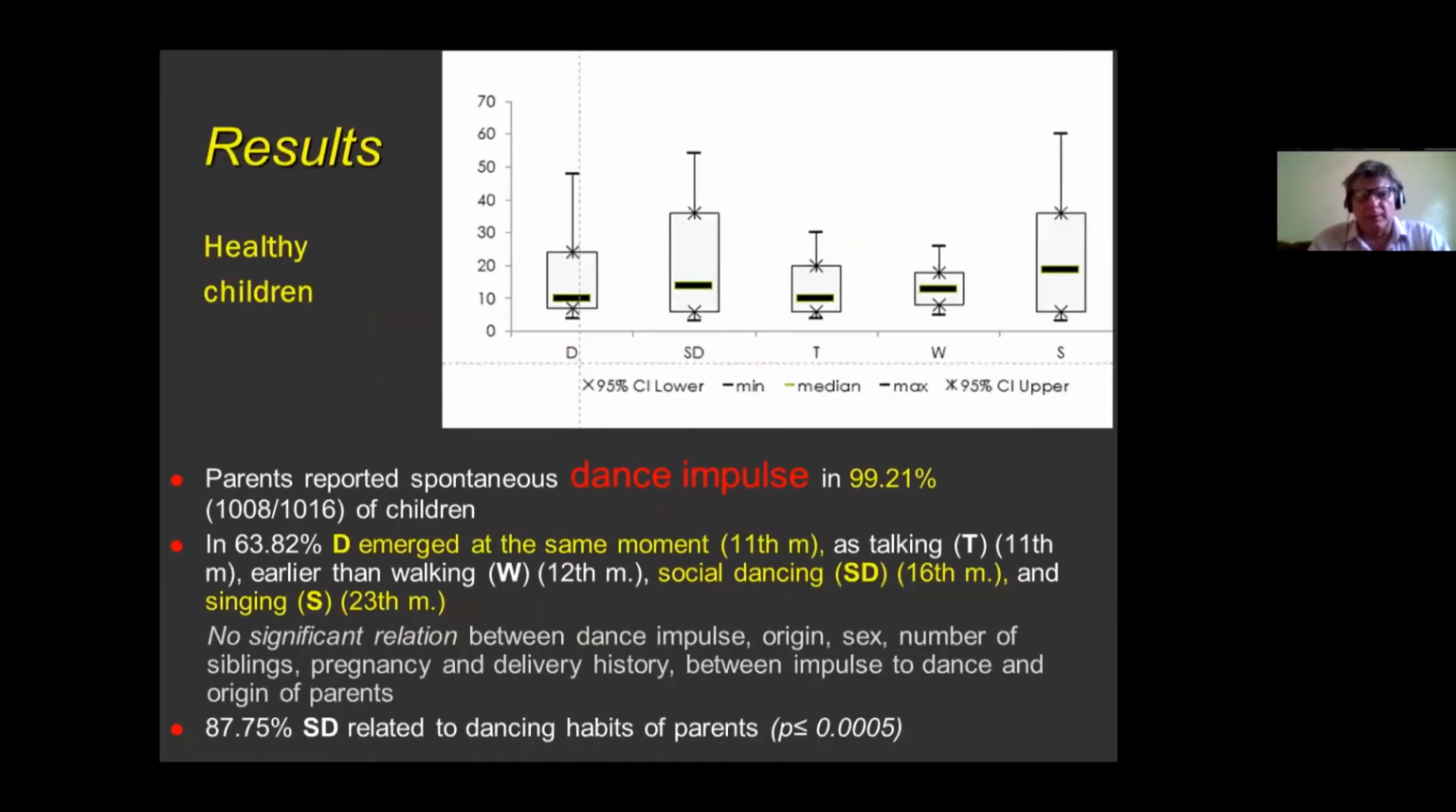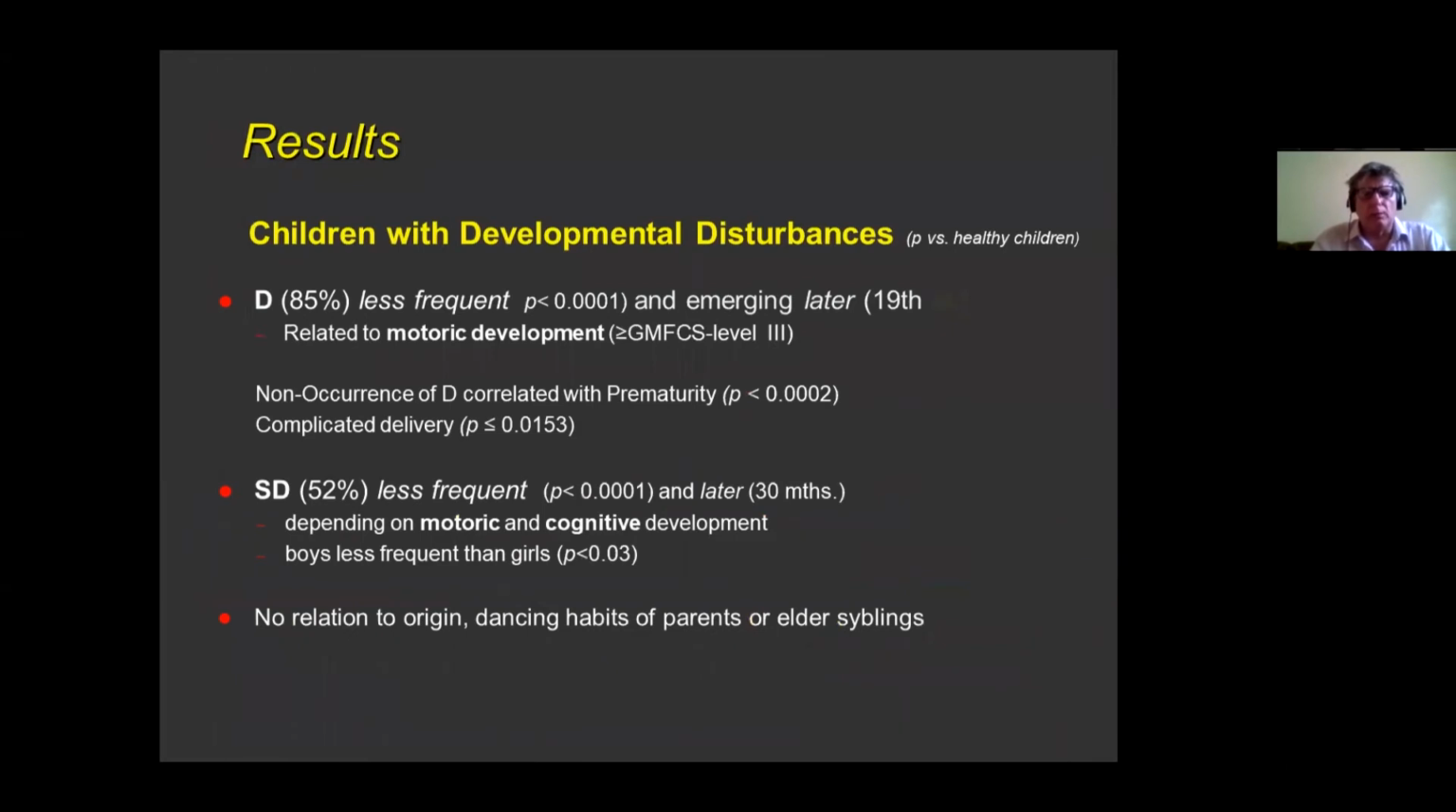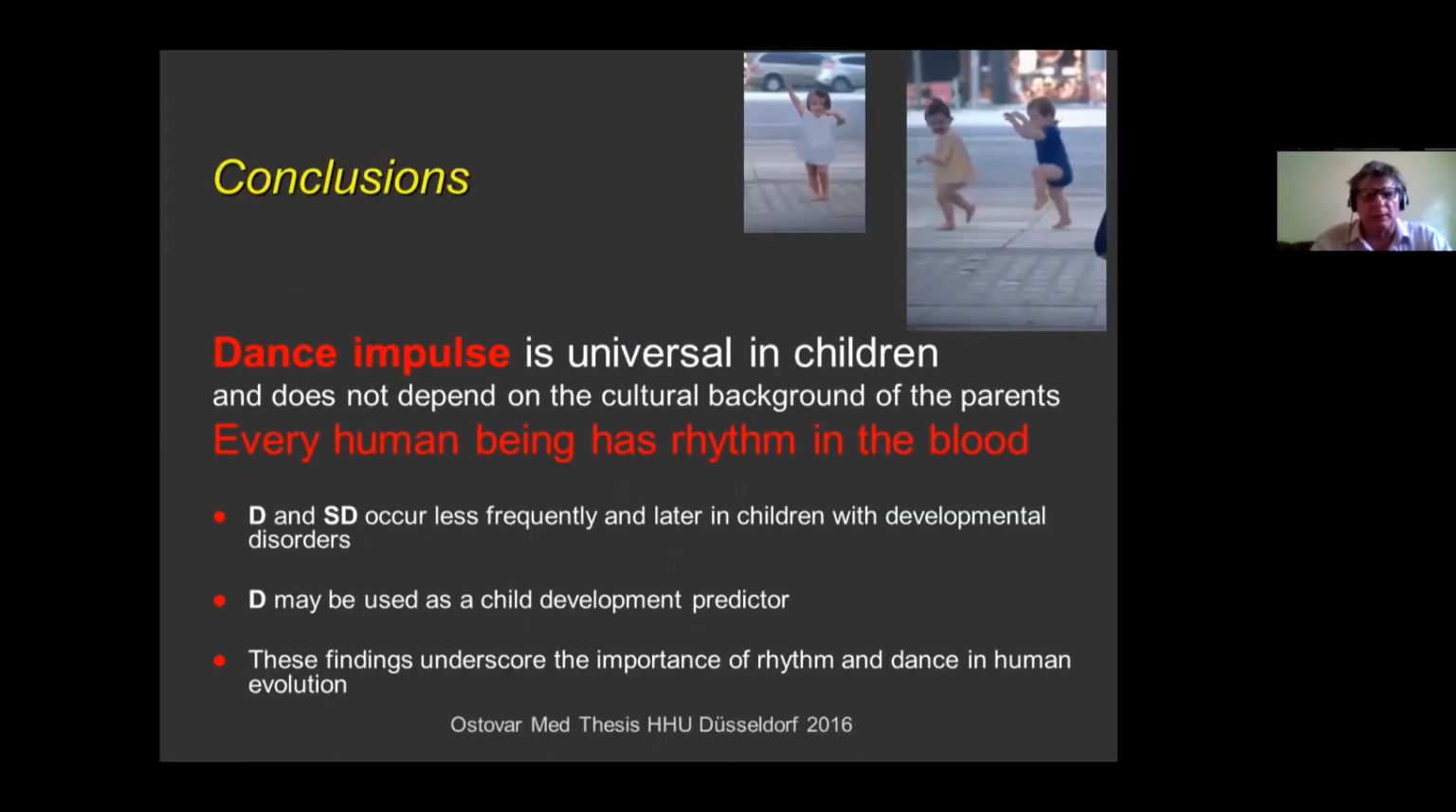So the most interesting thing is that the dance impulse was reported by almost all parents of all children. That was for us surprising. That means it doesn't depend on any culture. It's an innate reflex. And it emerged at the same time, more or less at talking, even before walking, and much earlier than singing. So this is just for comparison. I will not go into detail, but it's also indicating a healthy development of the child.